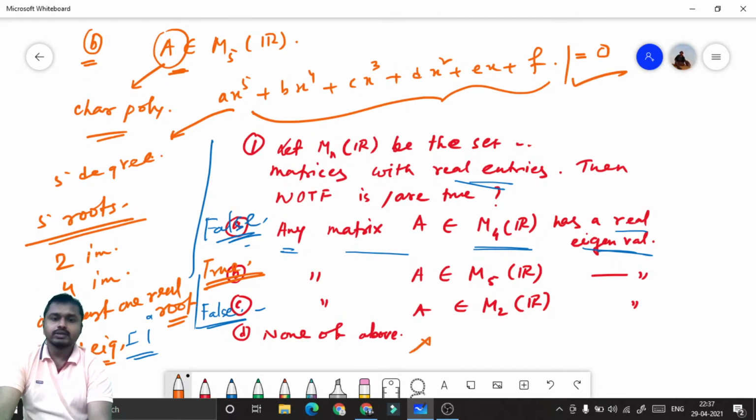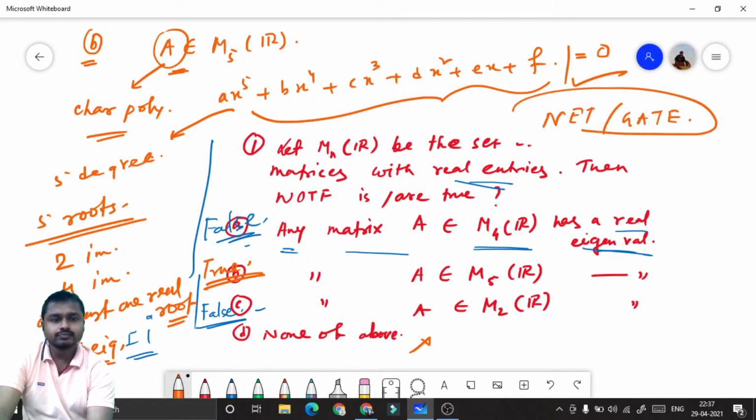Obviously your option D is false. So this is a very suitable approach to solve this kind of problem in the exam hall, and a very important type of problem from the NET exam or GATE exam point of view.